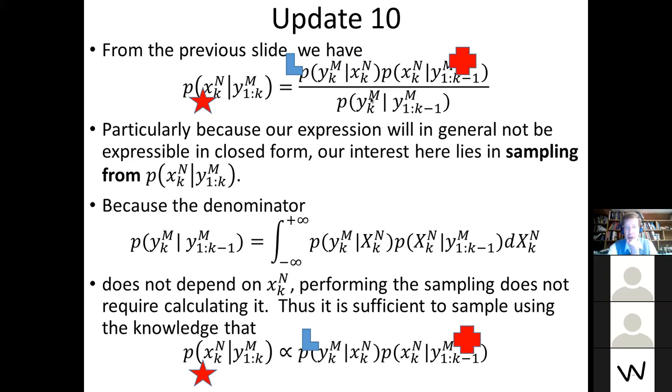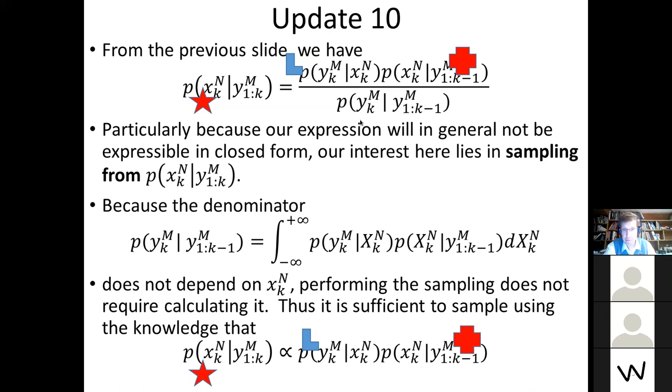Now, does anyone notice something about this? This is the probability of getting observation y sub k conditional on observations 1 through k minus 1. What is not present in this expression? Okay, that's a pretty dangerous question for me to ask. What does this not depend on? It doesn't depend on x. It does not depend on x at all.